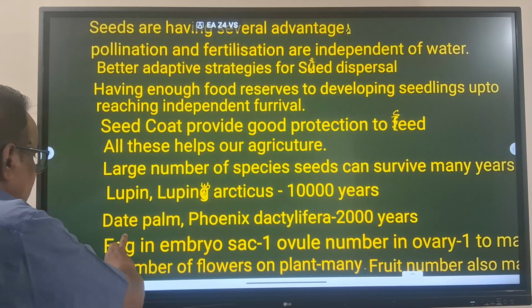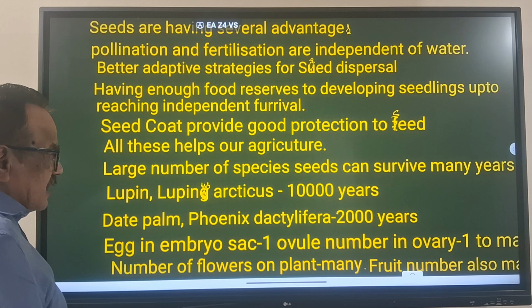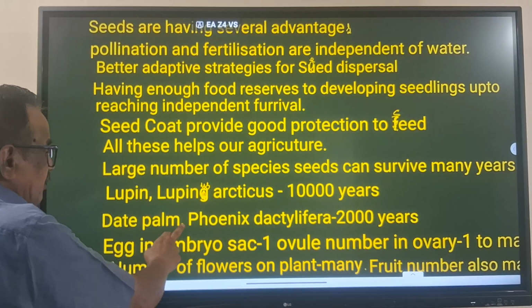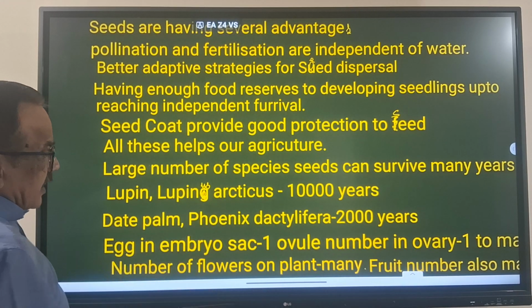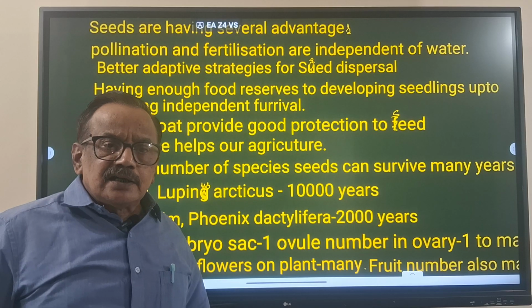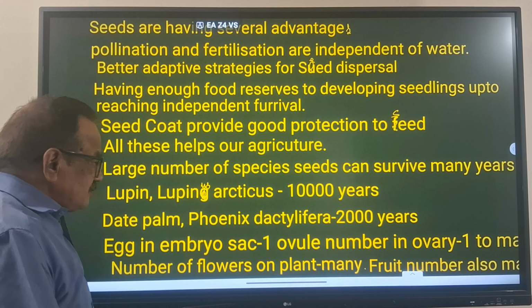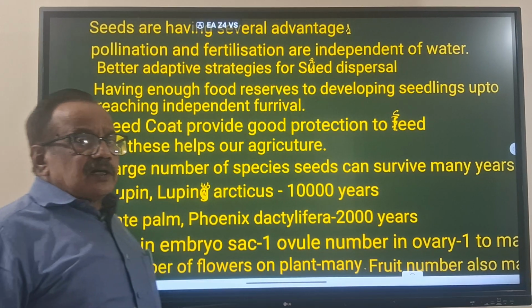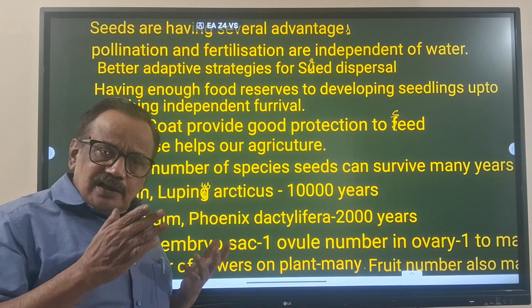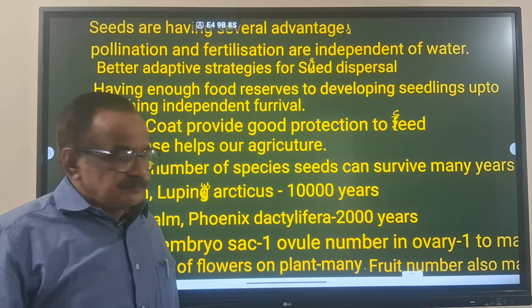And next will be the date palm in the Dead Sea, King Herod's Palace. They got some seeds, 2000 years back seeds. Date palm, Phoenix dactylifera. These seeds, 2000 years old, are now germinating and giving flowers and fruits. So this indicates that seeds have a long time for survival. A seed can survive in a living condition for many years.